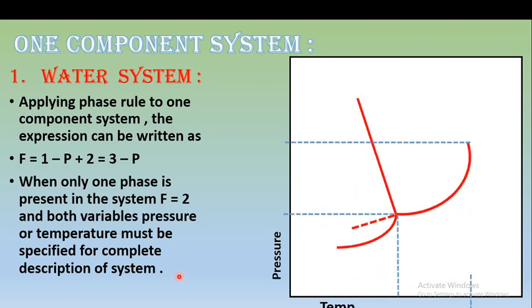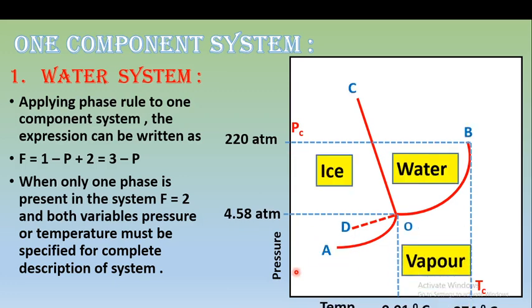So now we will consider the diagram of a water system. Here the pressure versus temperature graph is plotted, that is called a phase diagram. So this is a phase diagram of a water system. Here are the three phases, that is ice, water and vapor. These are in equilibrium with each other. So there are different types of curves: curve AO, curve OC, curve OB, the dotted curve, that is called a metastable equilibrium, curve OD.